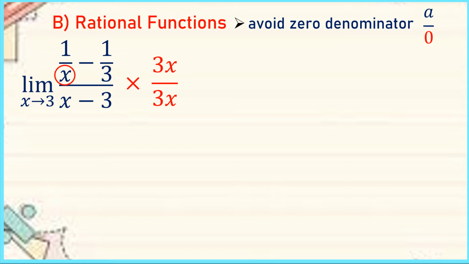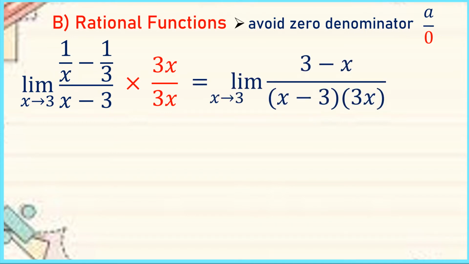From here, we are going to have in the numerator 3 minus x, because 1 over x times 3x, cancel x and x, we will be getting 3. And then we have minus x because negative 1 over 3 times 3x, cancel 3 and 3, we will be getting minus x. So that's the basic in multiplying a whole number or a term with a fraction. You learned that one from the past already.